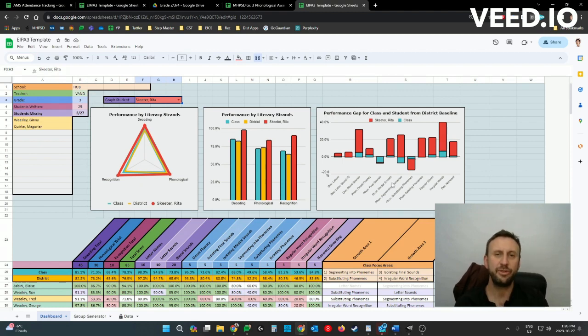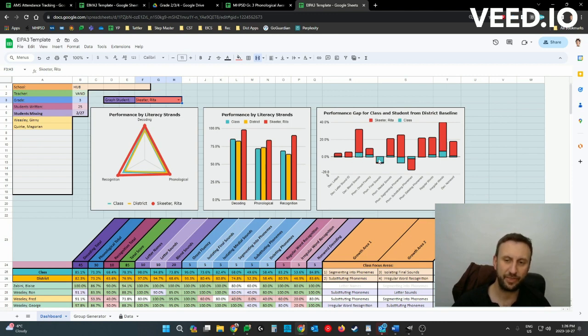On the right, this is maybe the most confusing graph, but it's incredibly useful. It shows you for each individual outcome how the class did and the student as compared to a district baseline. So when I take a look at this, I can see that Rita did very well on blending sounds because they were quite a bit higher than the district results on that skill, while the class on the whole actually did a little bit better than the district.